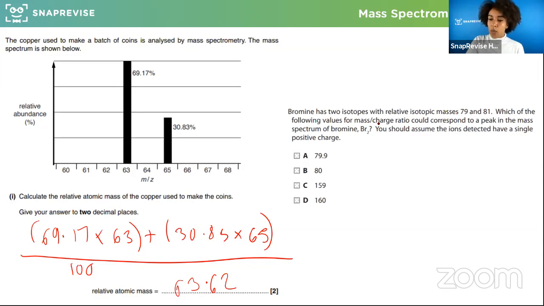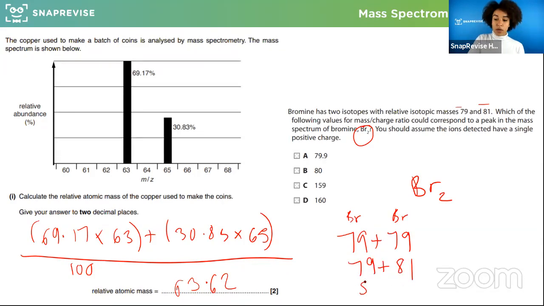Cool. So the most important thing to be thinking about is that it says which of the following values for mass to charge ratio could correspond to the peak in the mass spectrum of bromine Br2. That's the big clue there, right? We've got Br2, so that means we've got 2 bromines. And if the isotopic masses could be either 79 or 81, it has to be either 79 plus 79, so that's 1 bromine and another bromine, or 79 plus 81, or 81 plus 81. So 79 plus 79, someone want to tell me what that is?